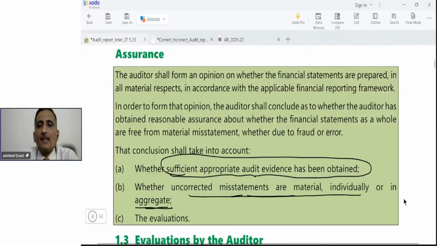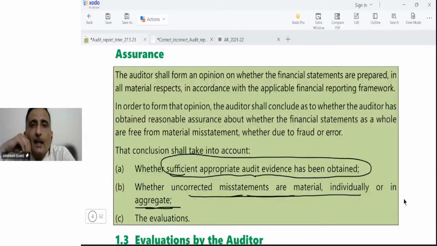uncorrected misstatements are material. Say after he has obtained audit evidence, for example, that rupees 5 lakhs have been wrongly charged in, say, machinery repair account. It should have been charged to machinery account, but these have been charged to machinery repair account. So I would obviously ask the management to correct this misstatement. While communicating with the management, I would request them to correct this misstatement.